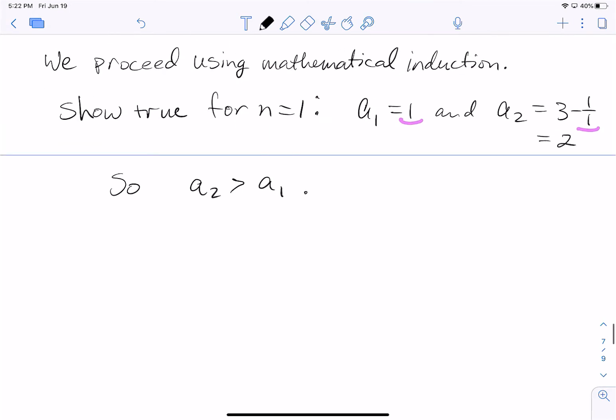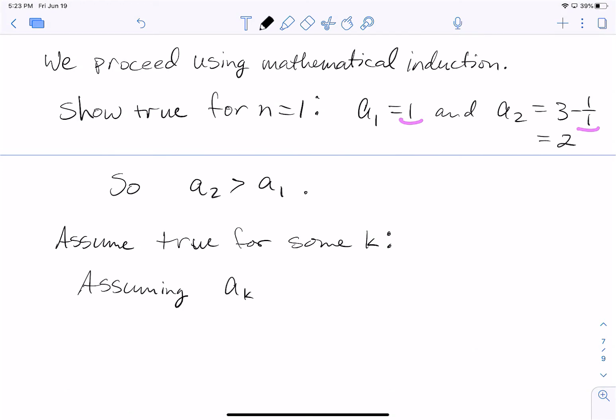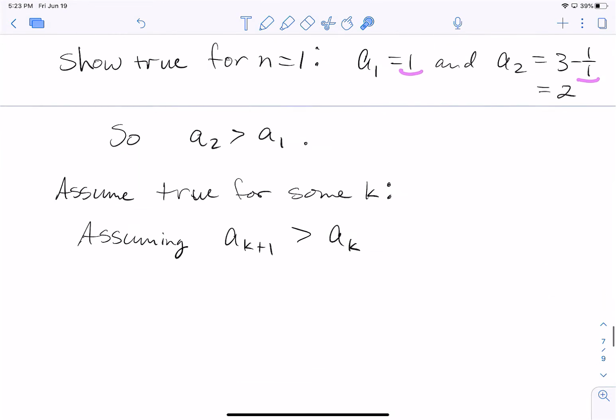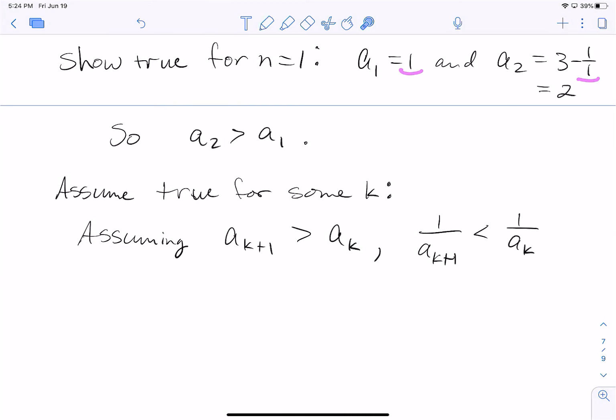The next step in mathematical induction is to assume that the statement is true for some k. And so assuming that a sub k plus 1 is greater than a sub k, we will then show that it is also true for k plus 1, and that will conclude the inductive proof for this. Well, if a sub k plus 1 is greater than a sub k, then it follows that 1 over a sub k plus 1 is less than 1 over a sub k, because reciprocals reorder numbers.